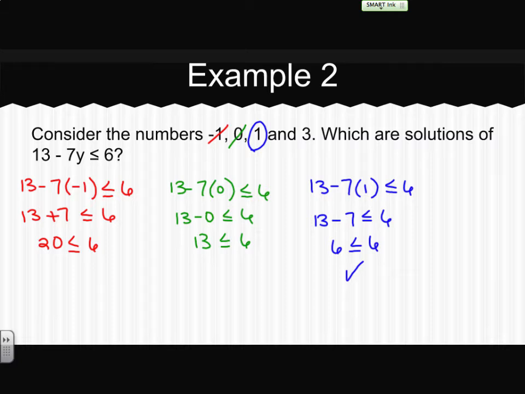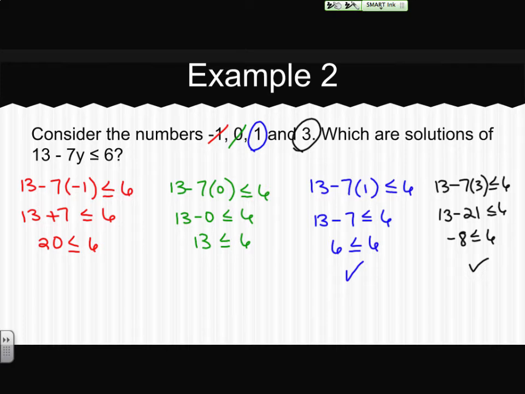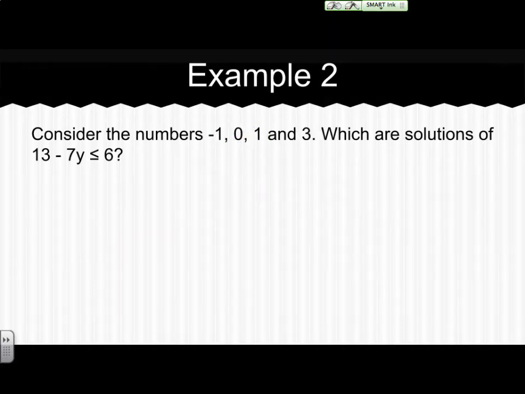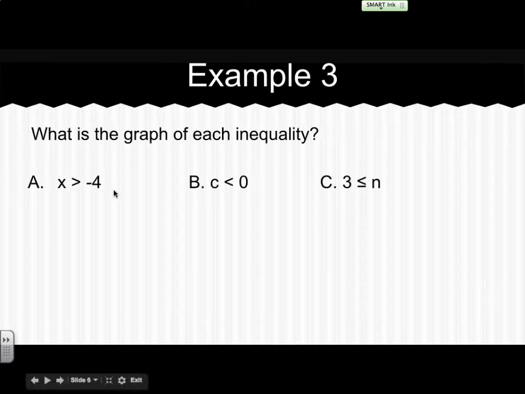And last but not least, I'm going to try 3. So now I have 13 minus 7 times 3 is less than or equal to 6. So I have 13 minus 21 is less than or equal to 6. And that's going to give me -8 is less than or equal to 6. That one's also true. So the only two that work are 1 and 3. Now, as we move through this chapter, you're not going to have to go through that process of working out every possibility. We're going to teach you how to solve it.